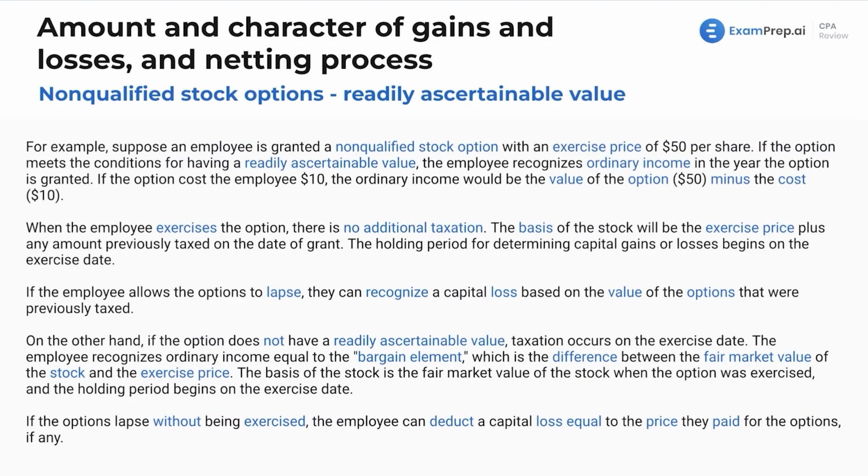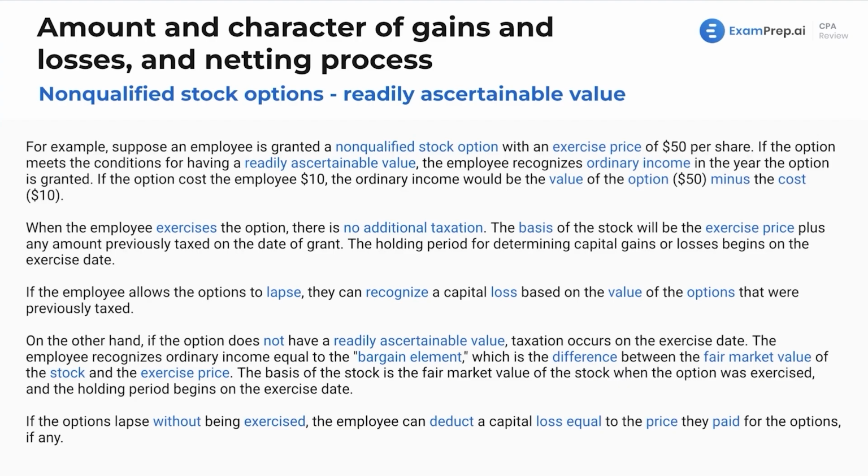So, for example, suppose we have an employee receiving a non-qualified stock option. It's got an exercise price of $50 per share. If the option meets the conditions for having a readily ascertainable value, the employee recognizes ordinary income in the year the option is granted. If the option costs the employee $10, the ordinary income would be the value of the option minus the cost, which is $10. When the employee exercises the option, there's no additional taxation. We're not trying to get hit with double taxation here. I mean, no one is, but that's how these rules work.